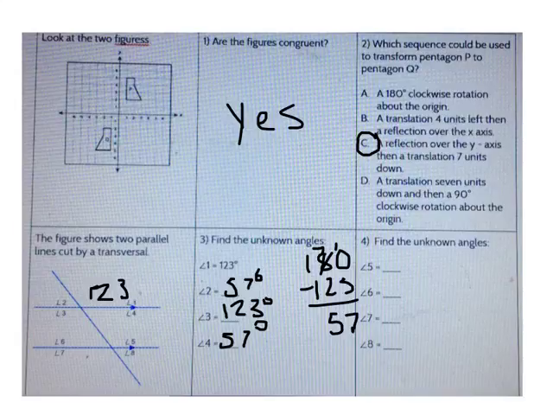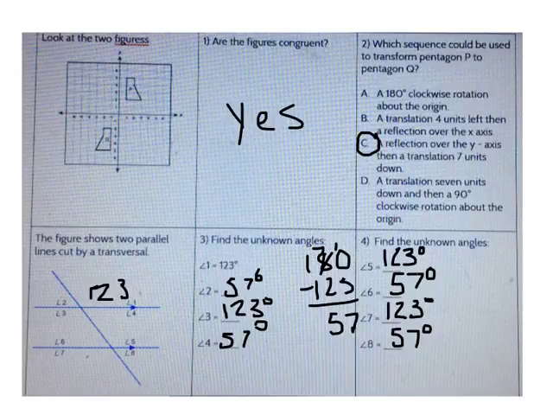Angle 2 is on a straight line with angle 1, so I can subtract 180 minus 123 to find that angle 2 is 57 degrees. Angle 3 is 123 degrees because it's vertical to angle 1. Angle 4 is also 57 degrees. It's on a straight line with angle 1, and it's vertical to angle 2. Now find angles 5, 6, 7, and 8 using corresponding angles. Go ahead and enter those angles now.